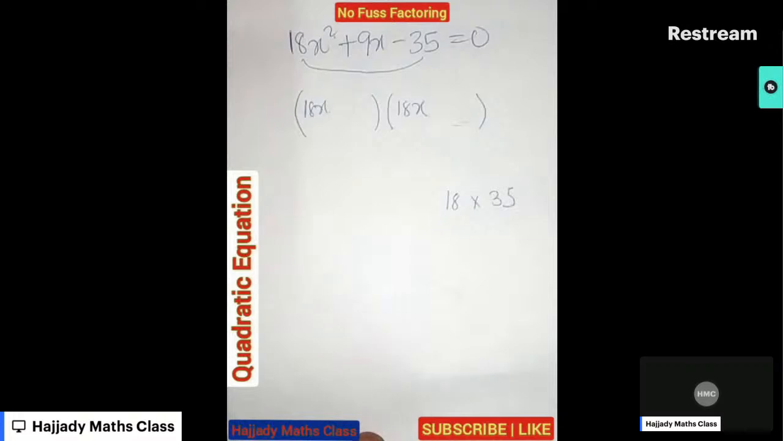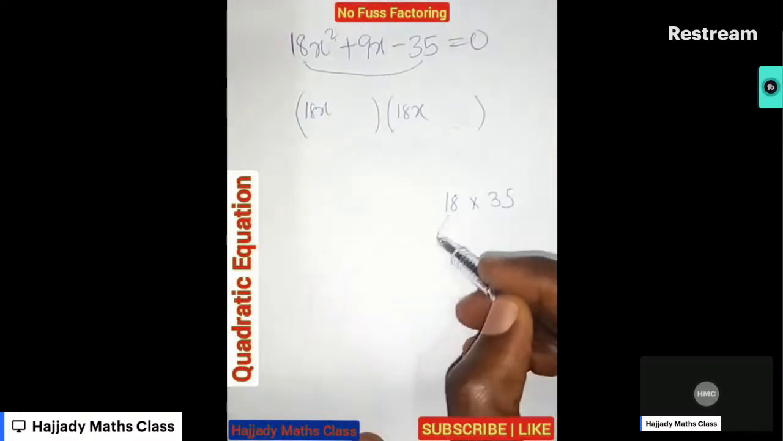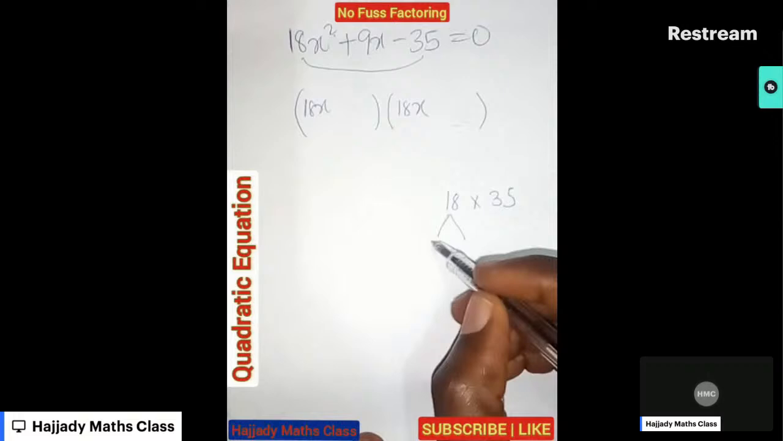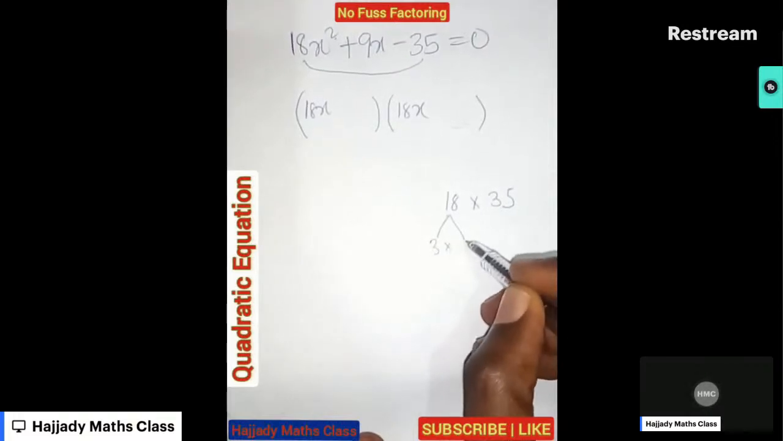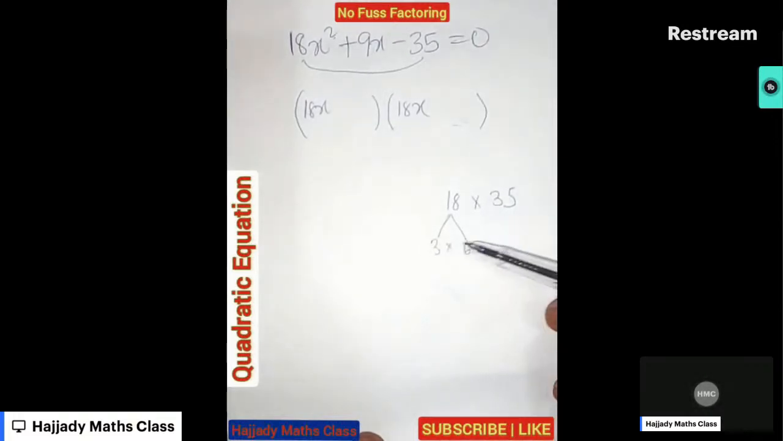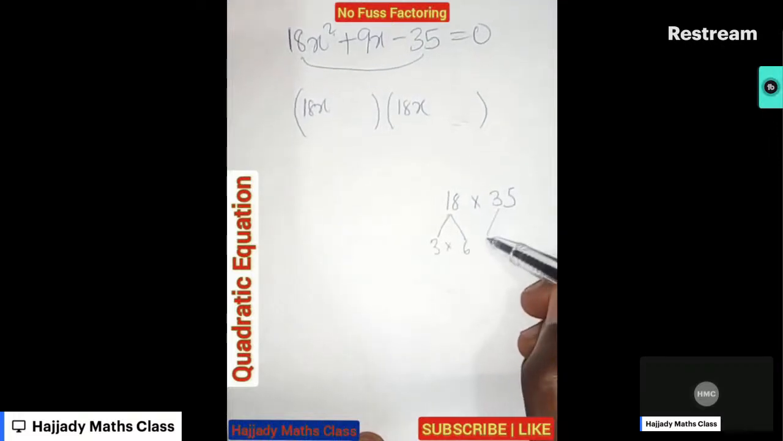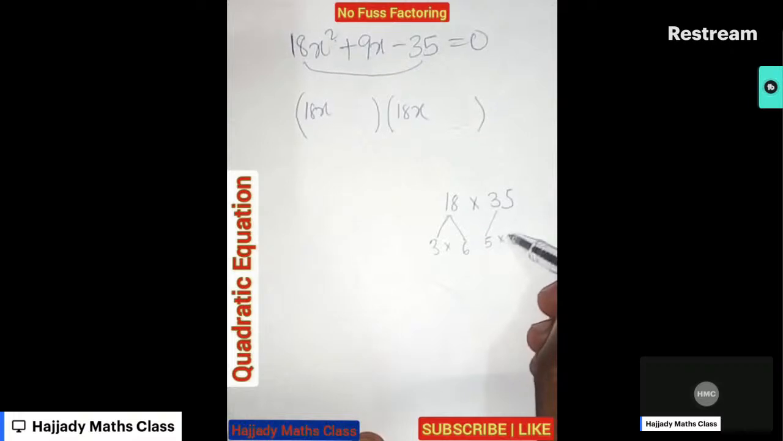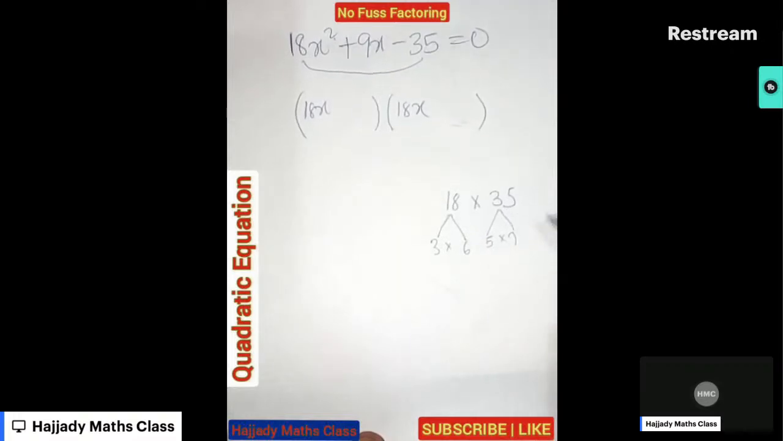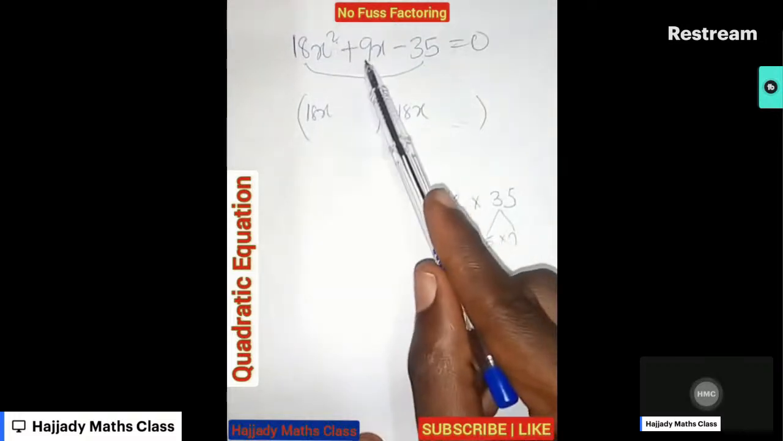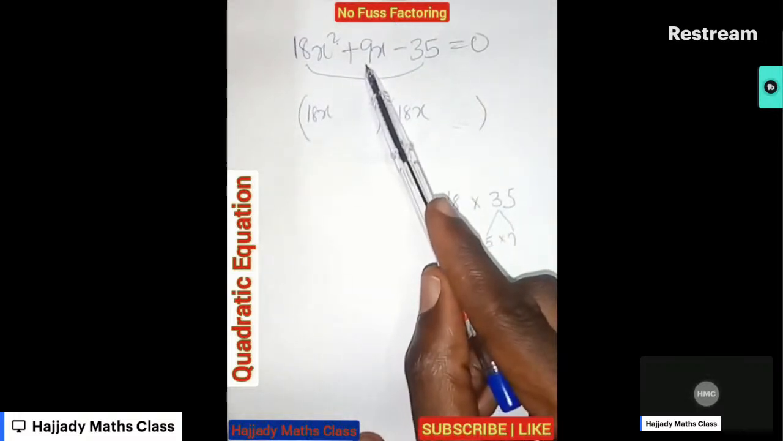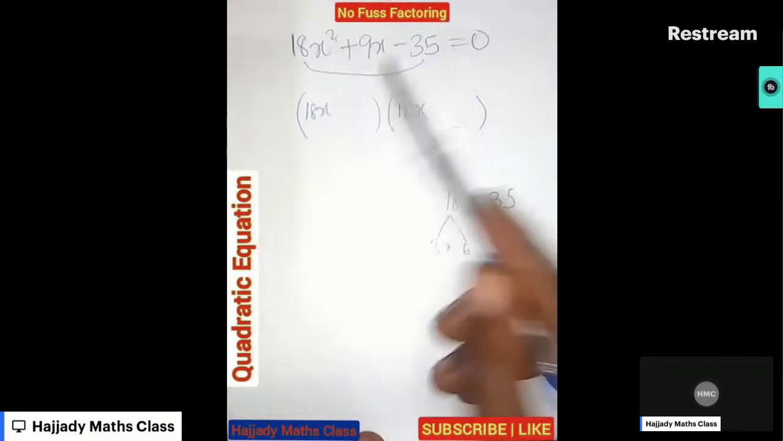35. In doing this, we can split this into two factors: 3 times 6, which gives 18, while for 35 we have 5 times 7, which also gives 35. Our objective is this: we are looking for two values such that when added together, it gives plus 9.